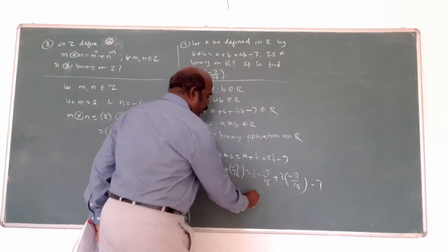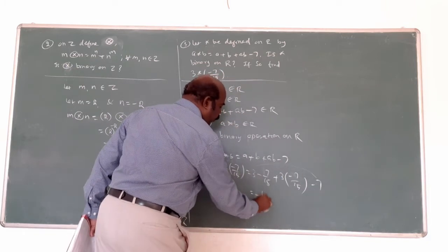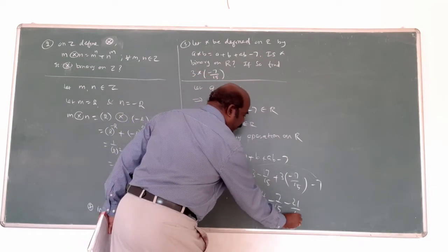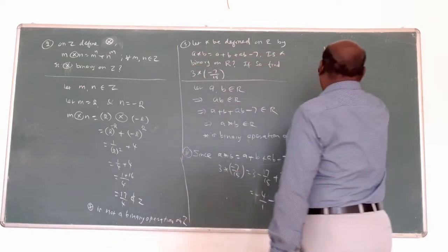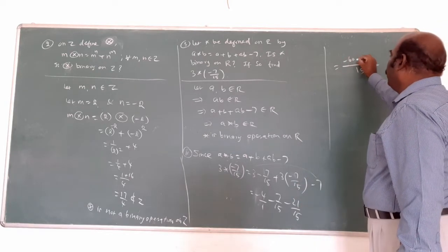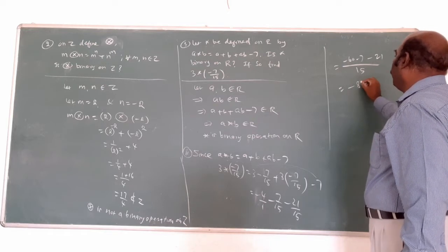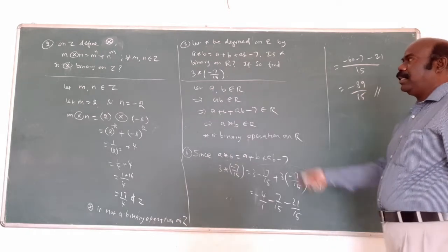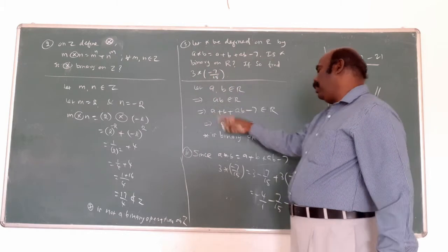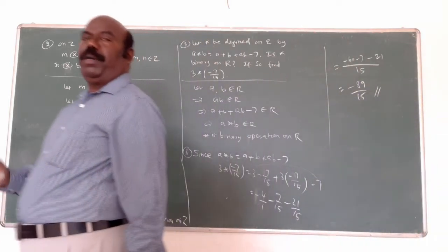Now simplify. 3 means 3 by 1. 3 minus 7 is minus 4, minus 4 by 1. Here minus 7 by 15, here multiply minus 1 by 15. Now LCM is 15. 15 into minus 4 is minus 60, minus 7, minus 22. Adding, minus 89 by 15 is the answer. Because A star B is already given, here A is 3, B is minus 7 by 15. Simply give the answer. This type of 3 mark question is 2 mark only by this one concept.